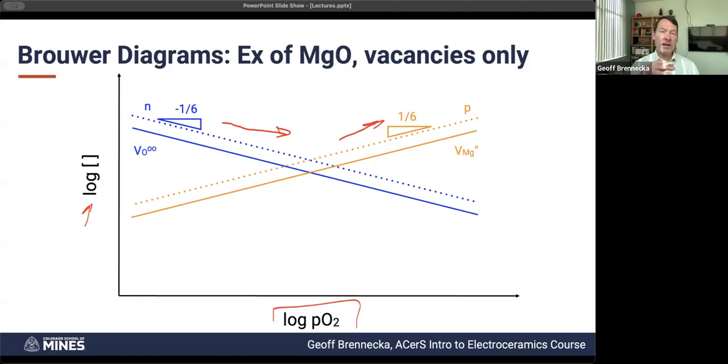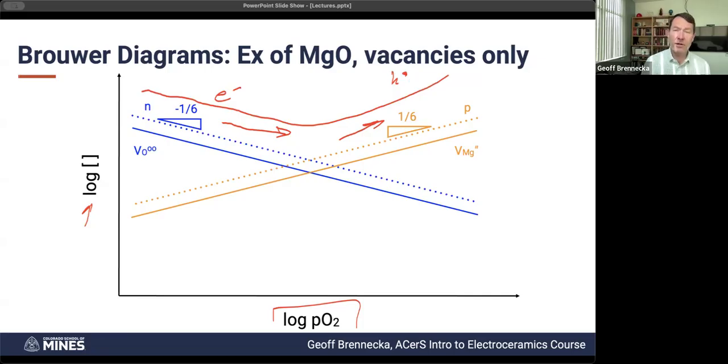But if I let it equilibrate at a given PO2 and measure conductivity, and then change the PO2 and let it equilibrate and measure conductivity again, and just keep going through this process, I can build up one of these diagrams. And this is known as a Brouwer diagram. So if we're measuring the conductivity, as we increase PO2, we're going to see it decrease and then turn around and go back up. And that just tells us that down here, it's electrons that are dominating the conductivity, and up here, it's holes.